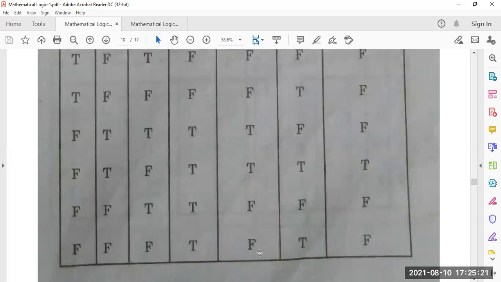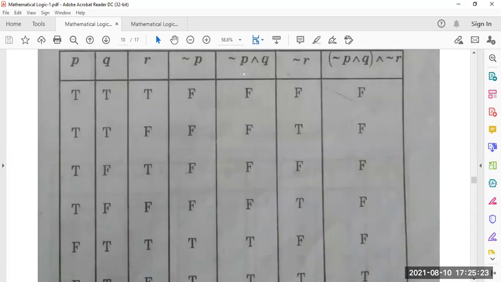FT, F. Is it understood? And minus R means the just opposite of R column. Then this one or minus R. Or means if one of them is true, then true. Negation R is this and is this.